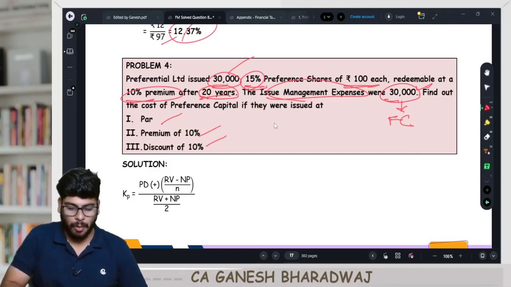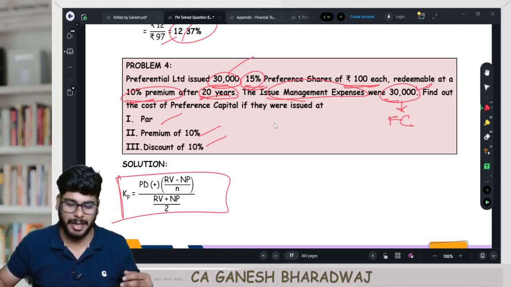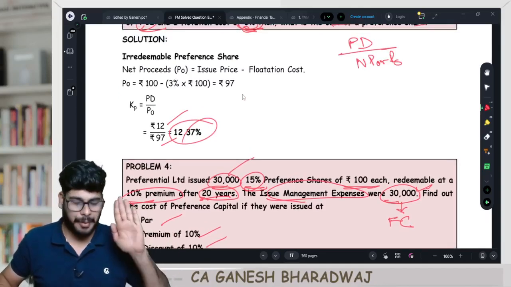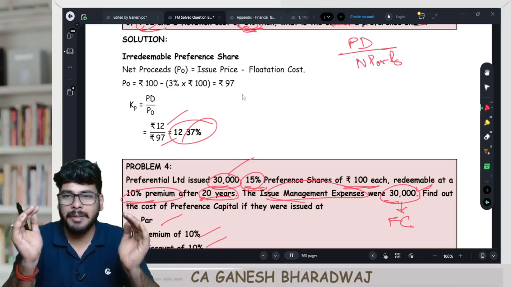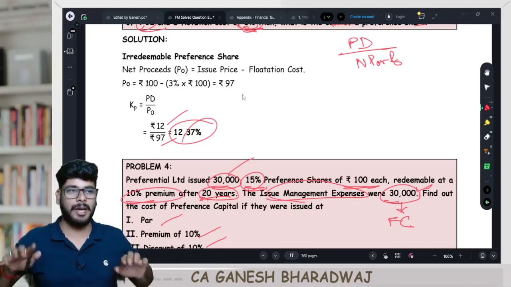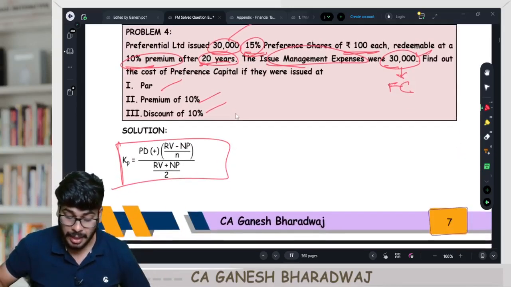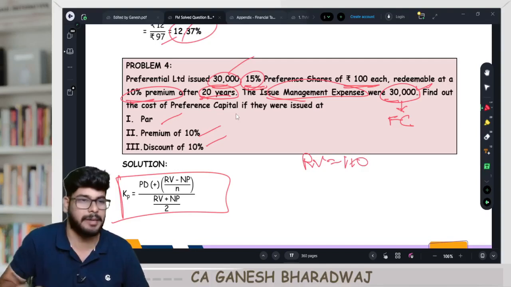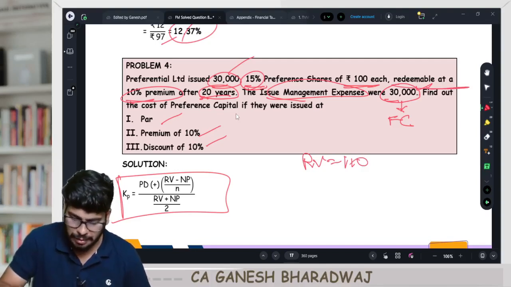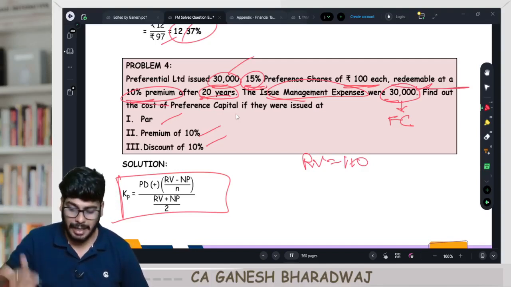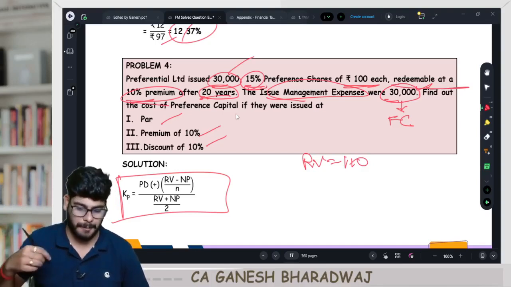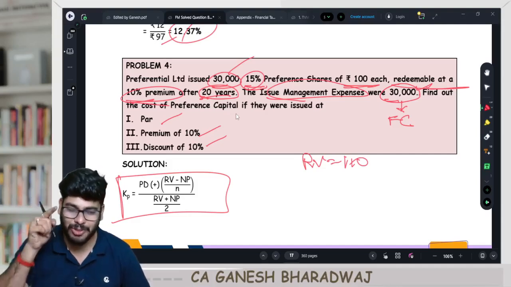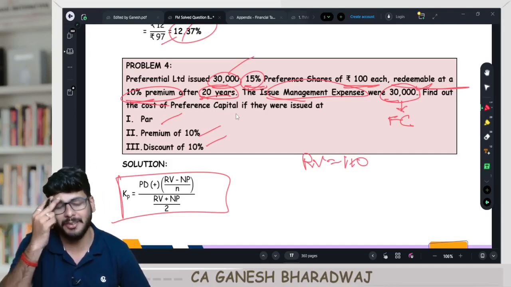Now, what is the formula for KP calculation? Come on, tell me guys. Once again, don't look at this. KP is equal to preference dividend plus RV minus NP by N, the whole by RV plus NP by 2. Right? Now, in all the 3 cases, redemption value is going to be 110. Correct? They have given it, redeemable at 10% premium. The 3 scenarios are only for the issue price. Correct? This is why I said spend time here, not there. Most of the problem happens only if you don't read the question. Right?